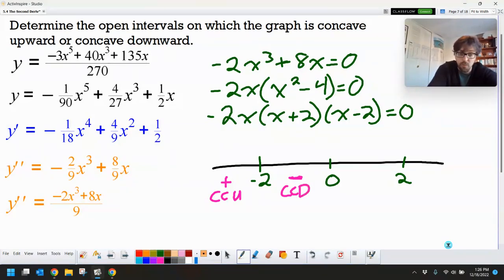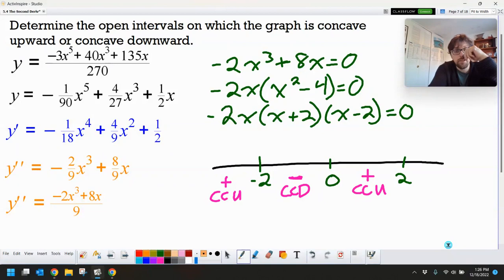If I put a positive 1 in, then this will be a negative 2. And then plus 8, that'll be like positive 6 divided by 9. Okay, overall, that thing is going to be positive. So that's going to be concave up.